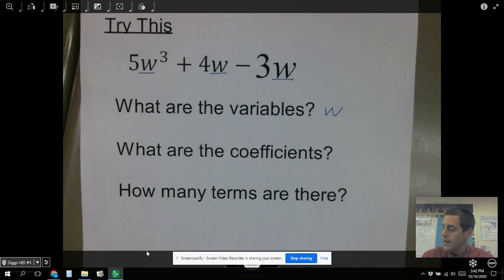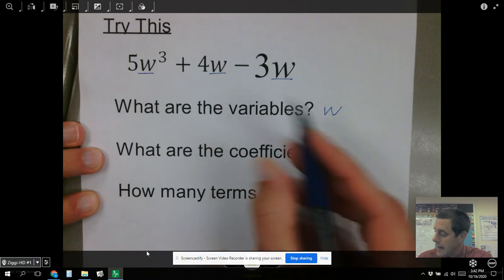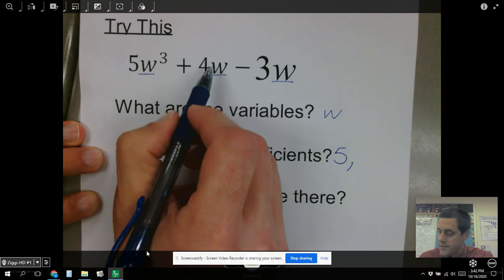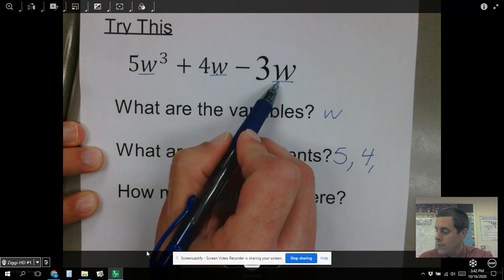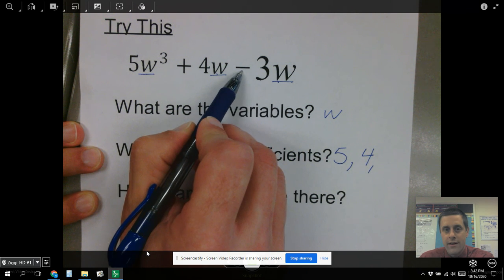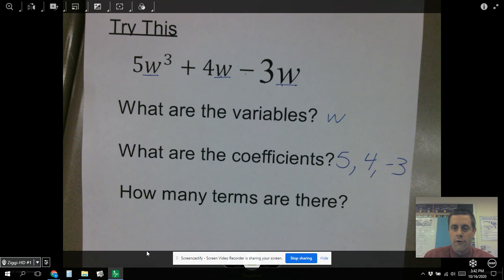Coefficients, however, we need to identify each coefficient on every w. So for the first w, we have a 5. The second w, we have a 4. And then the final w, there's a 3, but in front of it is a minus sign. So that is a negative 3 coefficient. Your coefficients are 5, 4, and negative 3.